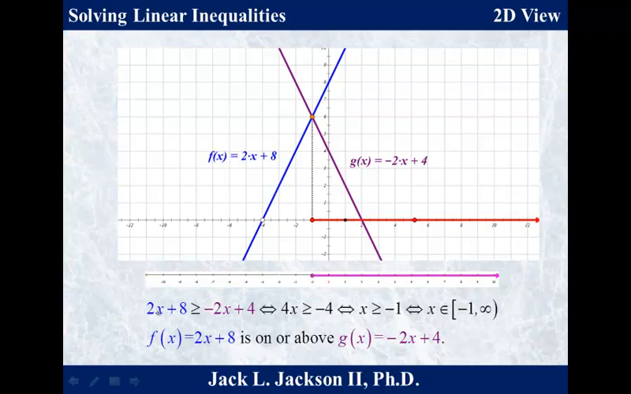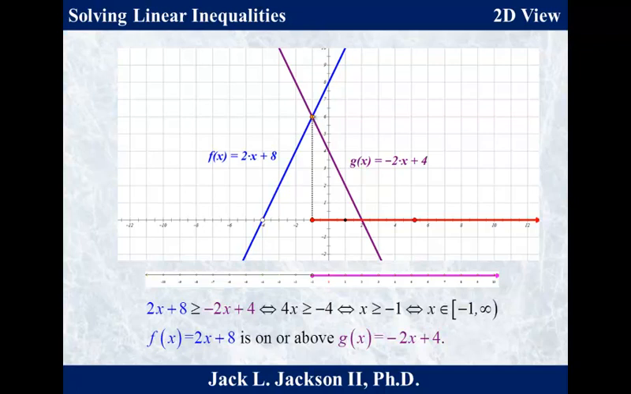If you plug it in, 2 times negative 1 is negative 2 plus 8 is 6. And so also on the right side, when you plug in negative 1, negative 2 times negative 1 is positive 2 plus 4, which is also 6. So they cross each other, or intersect each other, at this point, negative 1, comma 6.